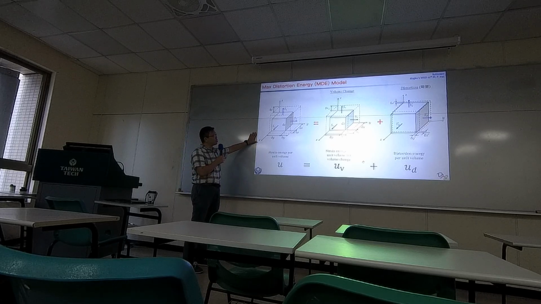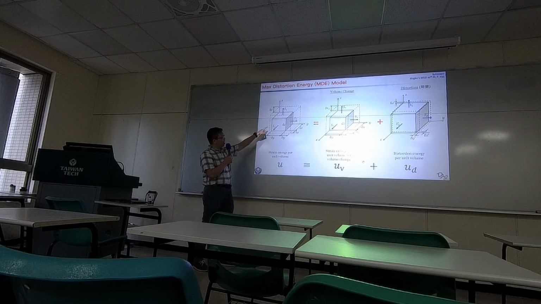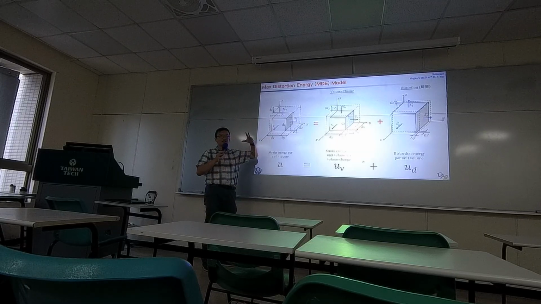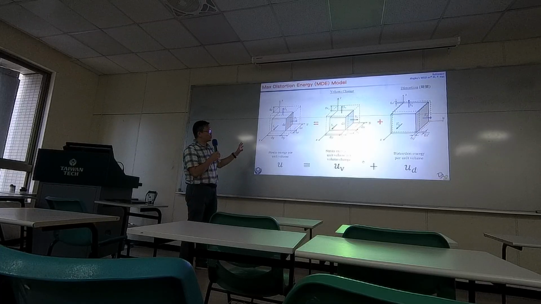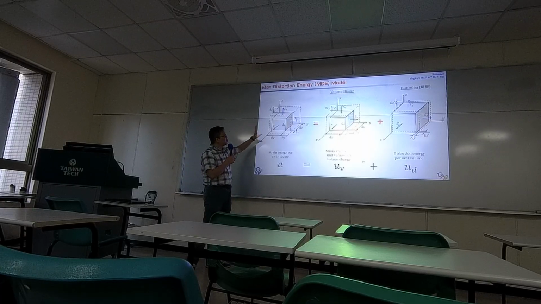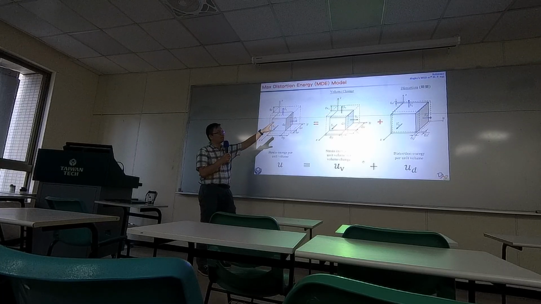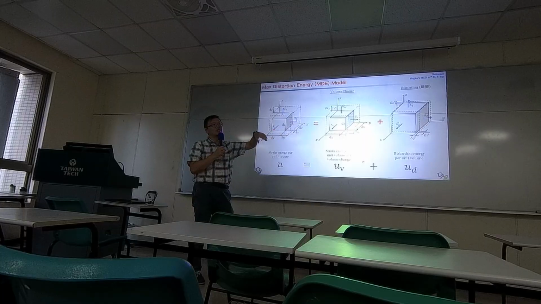So here's a general configuration of an element being pulled along three directions and being stretched along three directions. We have delta x, delta y, and delta z. Now imagine this deformation includes a total volume change and something called distortion. So what does that mean?